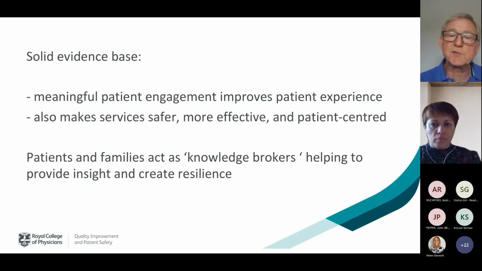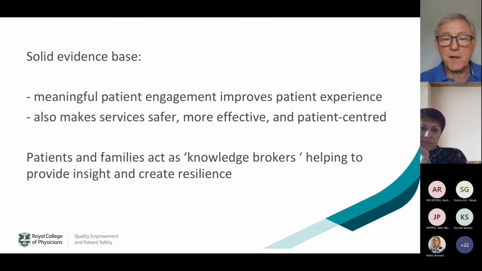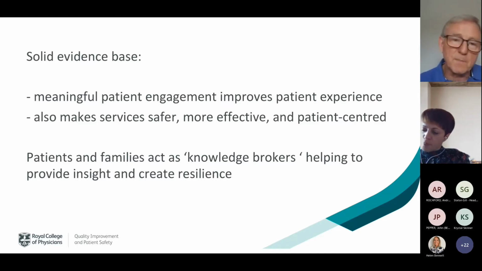They can actually act as a knowledge broker. They can help to give you that insight about that particular patient and enable both the patients and the system itself to create resilience. So just reiterating, for me, it's all about a partnership approach. From the very outset, it's about making sure that we challenge some of the assumptions that we all carry with us, and making sure that we actually look at the whole person, not just their illness.